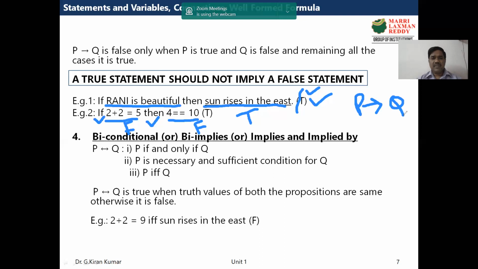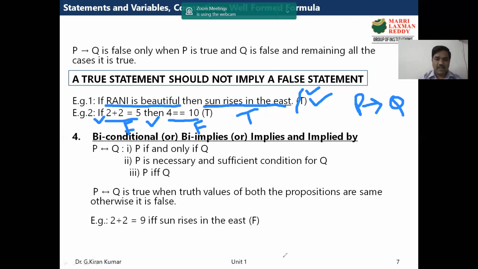Similarly, let us see some examples of biimplication. For biimplication, please recollect the truth table. The word is very clear: P biimplies Q means P implies Q as well as Q implies P. It is both. Therefore, the biimplication is true when both propositions have the same truth value. That means in the true case it is true, and in the false case it is also true. In the remaining two cases it is false, that is, in the TF case and the FT case.